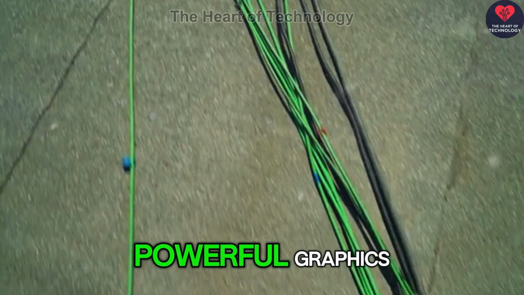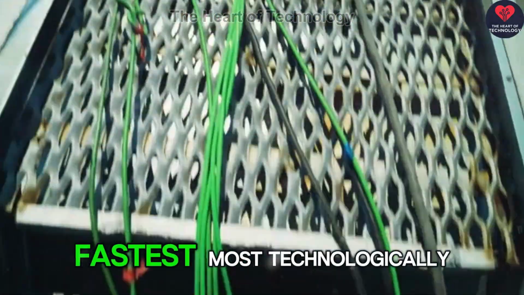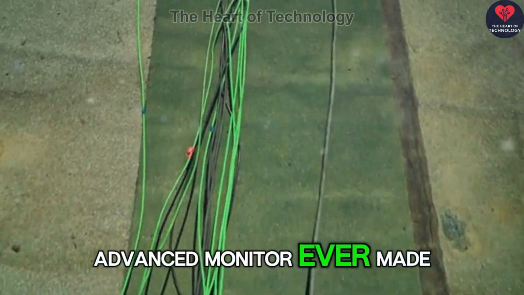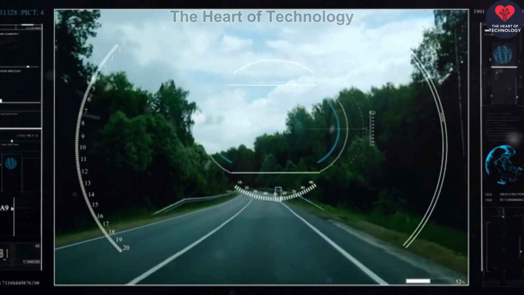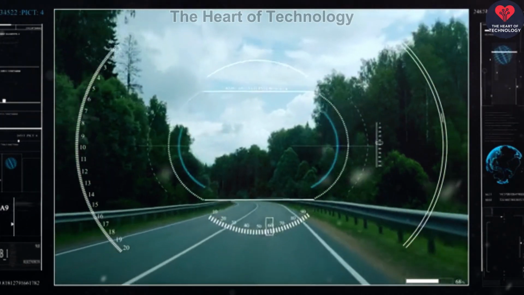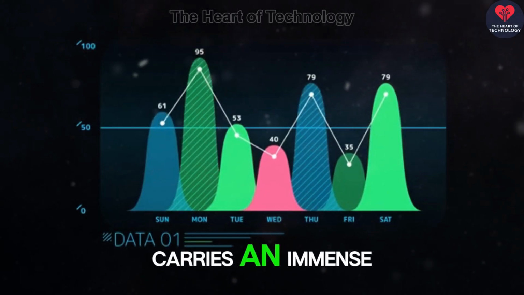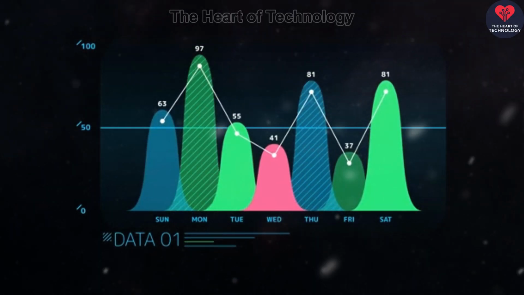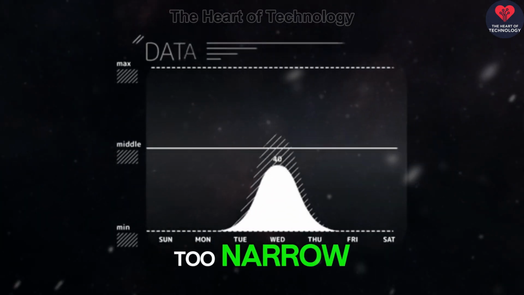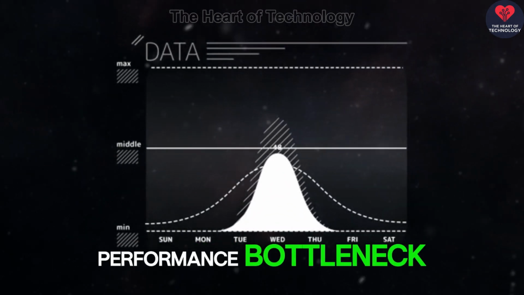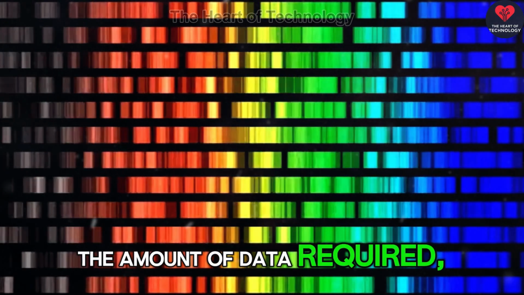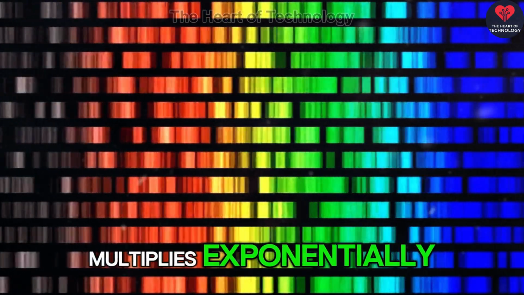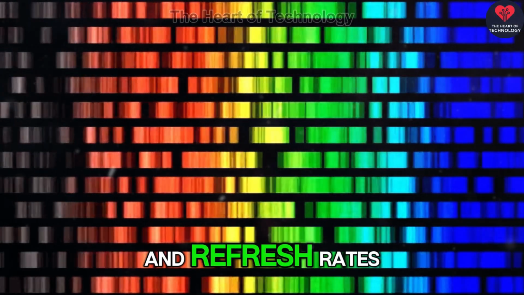You can have the most powerful graphics card in the world and the fastest, most technologically advanced monitor ever made, but if you connect them with a cheap, outdated, or low-quality cable, you might as well have thrown your money away. The cable is the unsung hero of your setup, the digital highway that carries an immense amount of visual data every second. And if that highway is too narrow, it will create a performance bottleneck that silently sabotages your entire system. The amount of data required, or bandwidth, multiplies exponentially with higher resolutions and refresh rates.